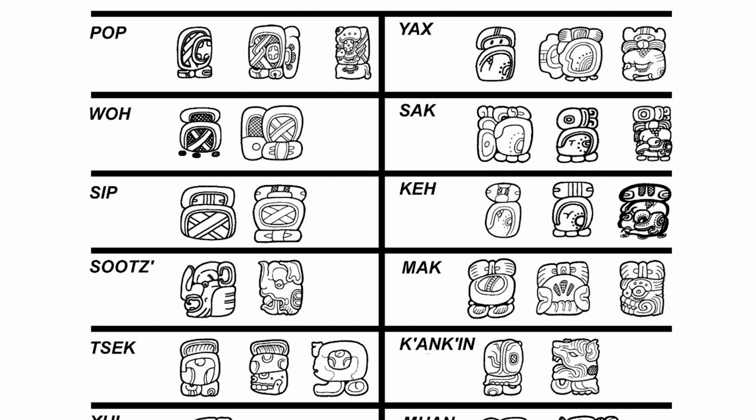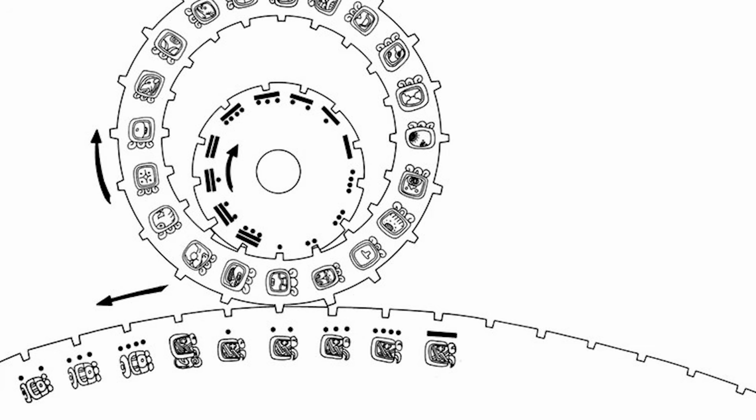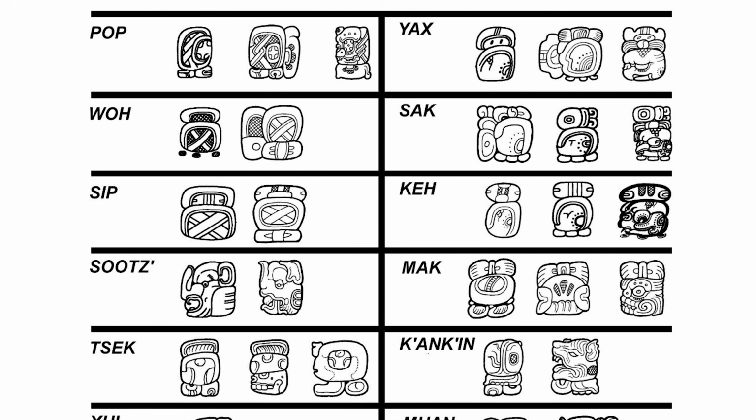With this calendar, we start with the first month glyph, pop. And then we go through all the numbers at once. So pop 0, pop 1, pop 2, etc. And then after 19, we go to the next month glyph, which is woe. It becomes woe 0, woe 1, etc.